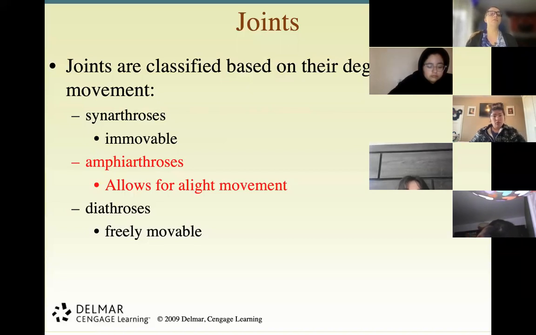Think of your range of motion, you guys, with your elbow. This is definitely an amphiarthrosis joint because you can move it. It allows for movement, but I can't extend it any further than when it's straight, right? I can't go the other way. I can't bend it that way. I can only bend it in one way.